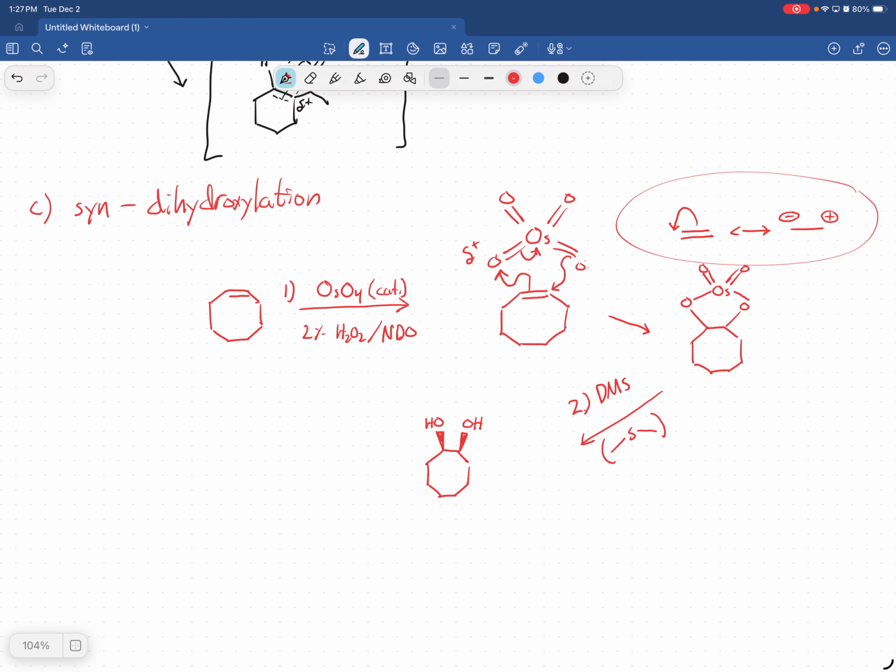Okay, any other questions about syn dihydroxylation? So this is a great way to form diols just very easily from an alkene. It's not very easy to do unless you have an epoxide.